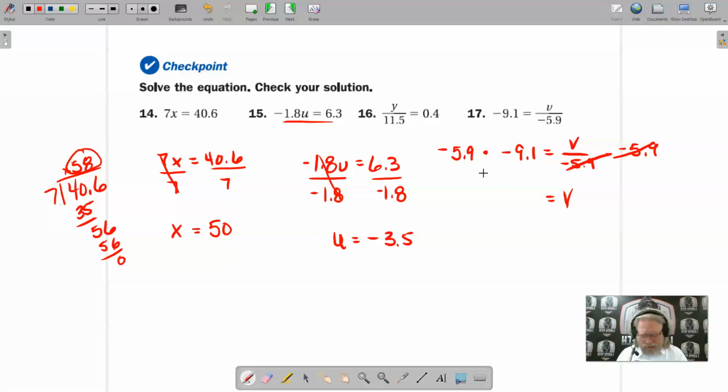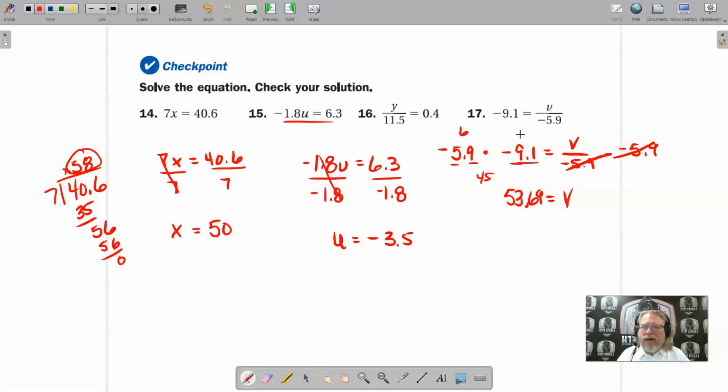And 5.9 times 9.1 is going to give us 53.69. And that's going to be a positive because the signs are the same. And also 9 times 5 is 45, right? And so this is almost 6, right? 5.9 is nearly 6.